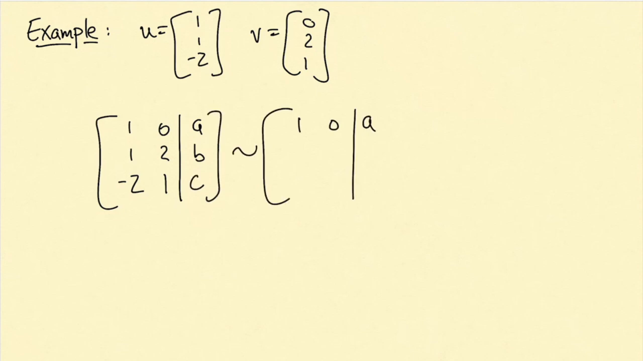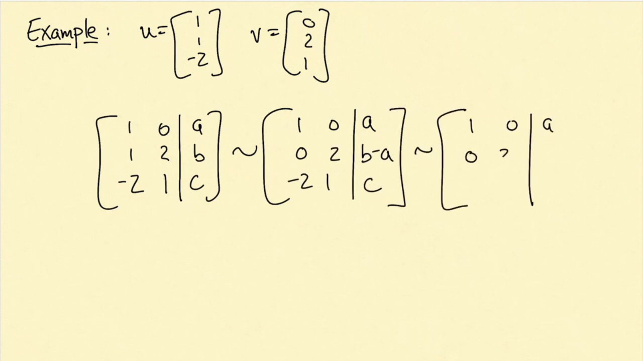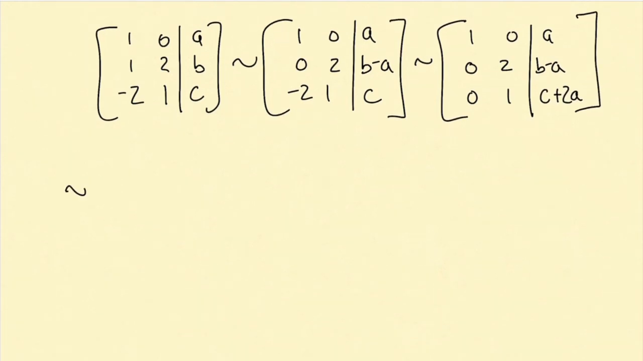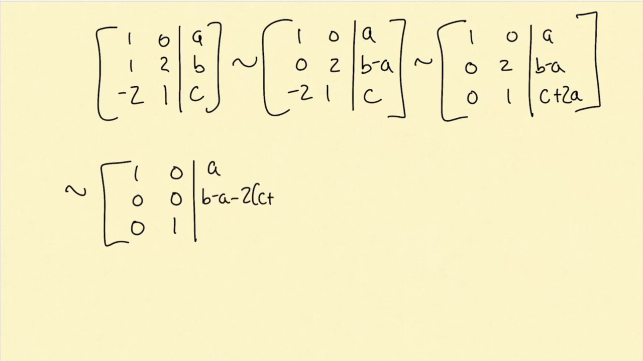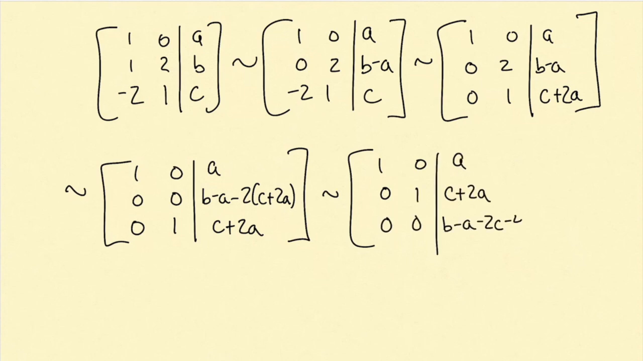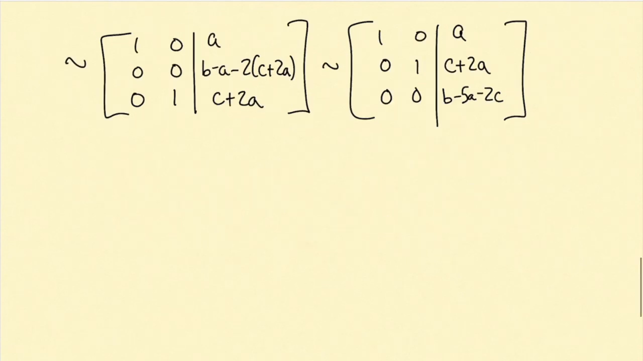We can subtract the first row from the second row. Then we can add twice the first row to the third row. Next, we can subtract twice the third row from the second row. And finally, we can interchange the second and third rows. Our third row gives us the condition for our matrix to be consistent. Namely, b minus 5a minus 2c must be equal to 0.